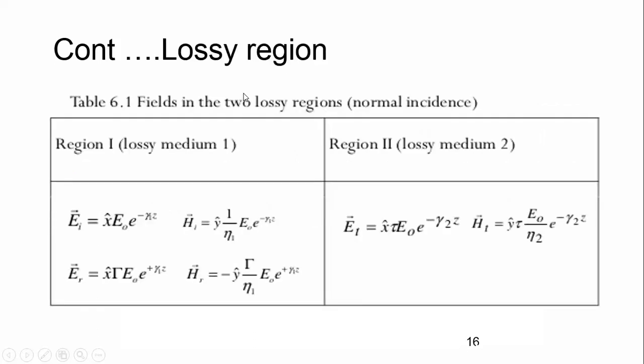If we compare all these things, whatever we have studied in region 1 and region 2, for lossy medium 1 and lossy medium 2, we can easily compare what expressions we are getting, because if you observe this tabular form, it has the electric field as well as the magnetic field expressions. Naeem, mute yourself. So region 1, region 2, lossy medium 1 and lossy medium 2 are here.